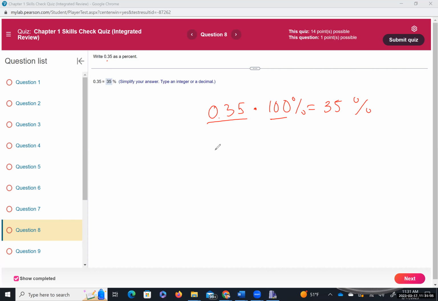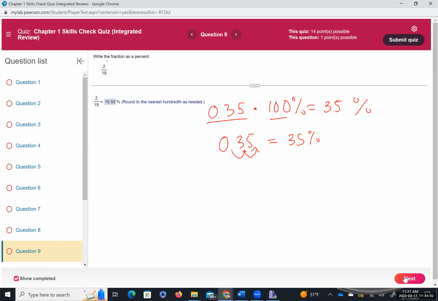Another way to convert from decimal to percent is like 0.35, you move the period to the right 2 units, right? So you get 35, and then you add the percent sign here, right? So that's going to be it. Okay, so we move to the next one.